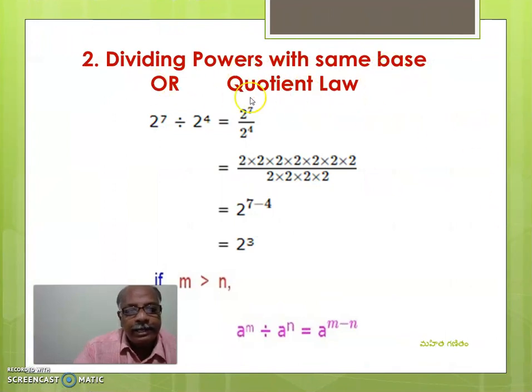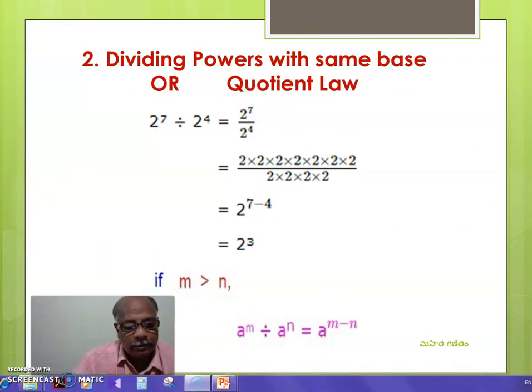Dividing powers with the same base is the quotient law. 2 to the power of 7 by 2 to the power of 4. Here, we are dividing 2 to the power of 7 by 2 to the power of 4. 2 into 2 into 2 into 2 into 2 into 2 into 2 by four 2's. After cancellation, we are left with 2 into 2 into 2 in the numerator. So, this can be written as 2 to the power of 7 minus 4, that means 2 cube. So, we can generalize this formula: if m is greater than n, a to the power of m divided by a to the power of n is equal to a to the power of m minus n.